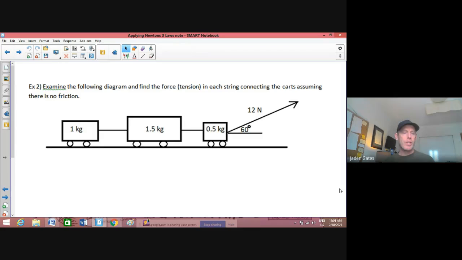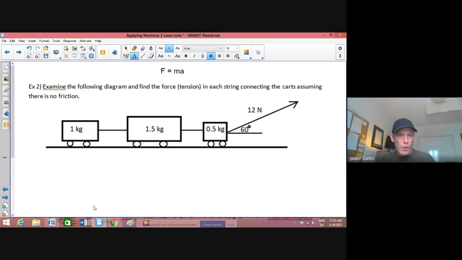Forces in strings or ropes or wires are often called tension, so it's the same thing. So I'm going to find the force or tension in each string connecting the carts. Again, perfect world here where we're assuming there is no friction for now anyways. All right, so using Newton's second law, which is F equals ma, I'm going to put that down, F equals ma, and look at this system as a whole. So look at everything in general.